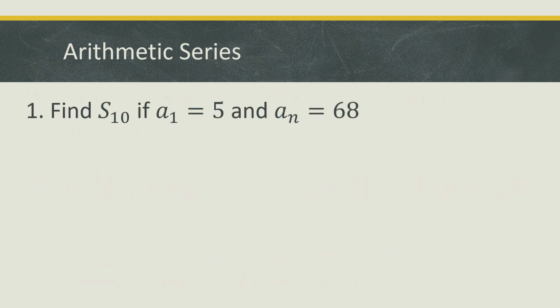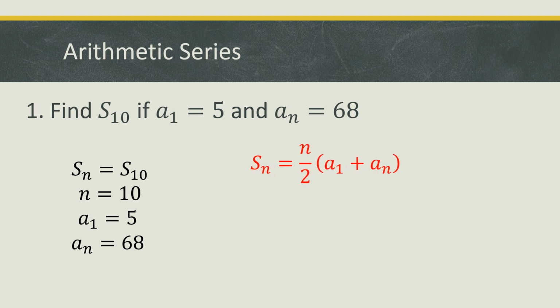Example 1. Find S sub 10, or the series of 10 terms, if the first term is equal to 5 and the last term is equal to 68. So since we need to find S sub 10, meaning the n value is 10. We also have here the first term of 5 and the last term of 68. Therefore, we will use the first formula as the first term and the last term are given.